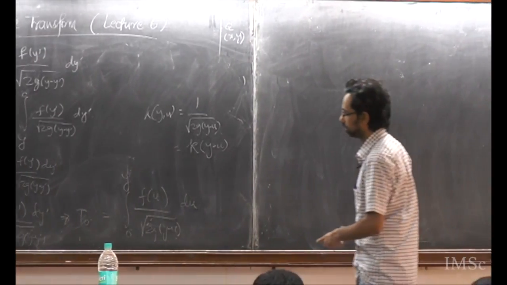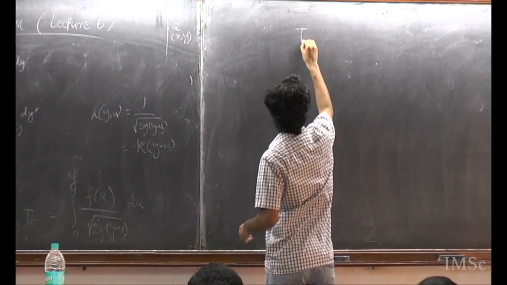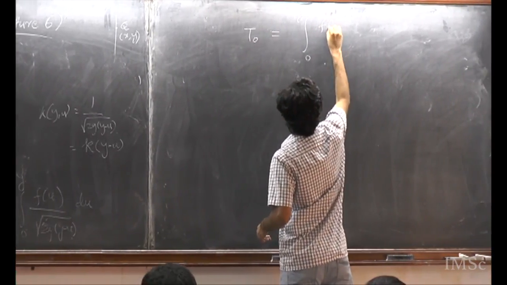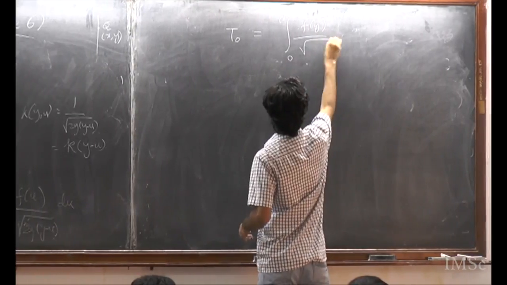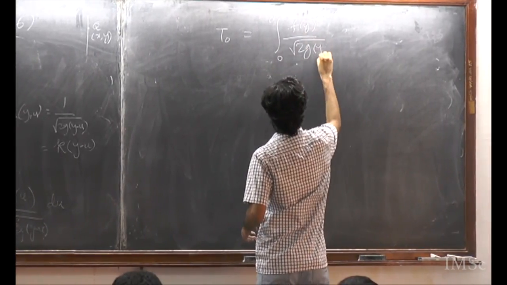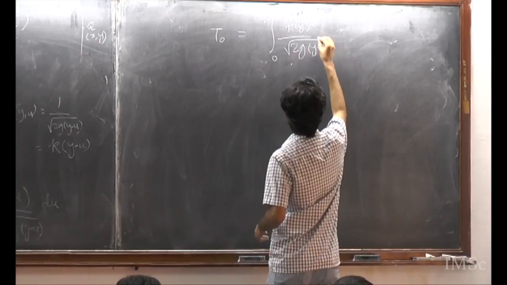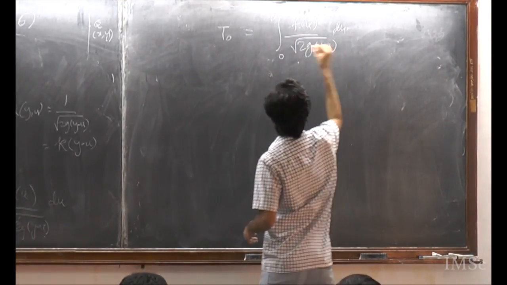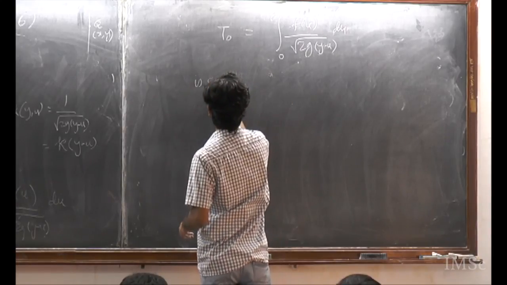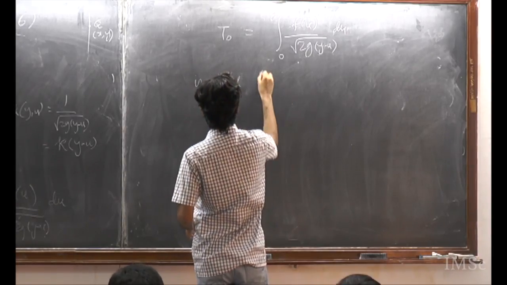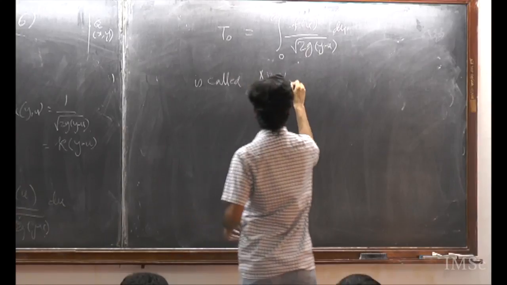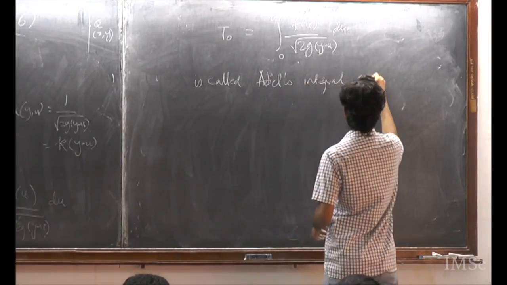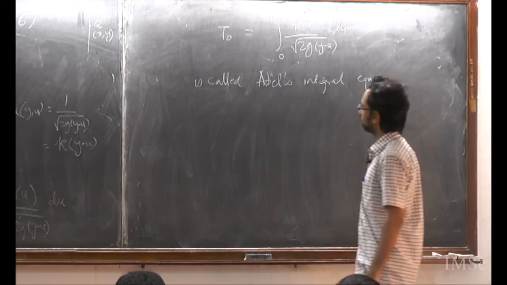So this equation, T naught equals the integral from 0 to y of f(u) over root 2g (y minus u) du, is called Abel's integral equation. And we can solve it easily.